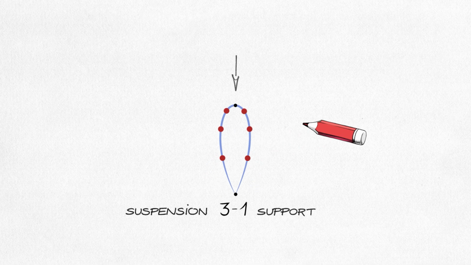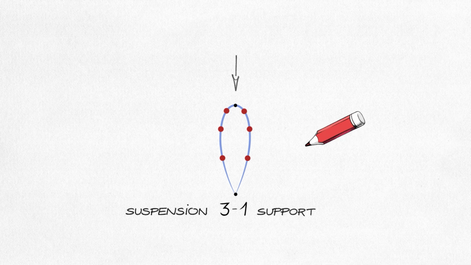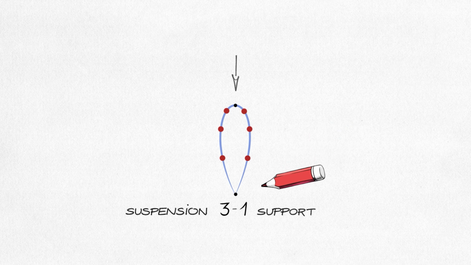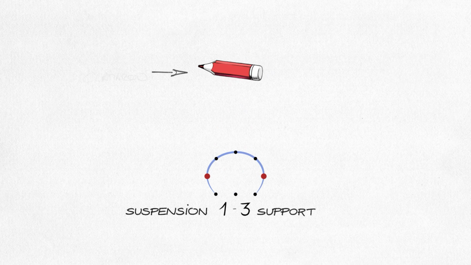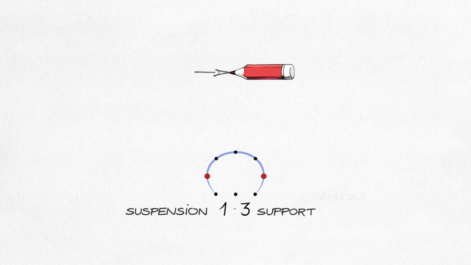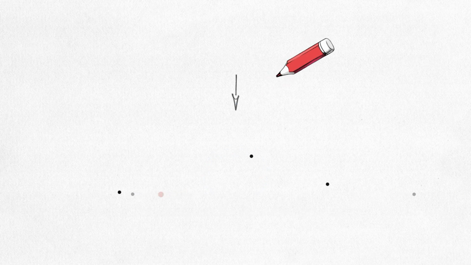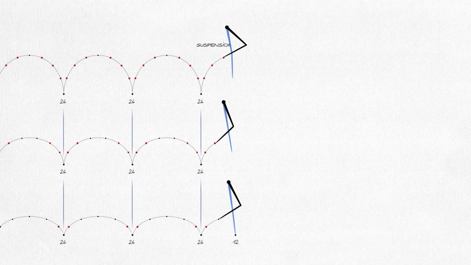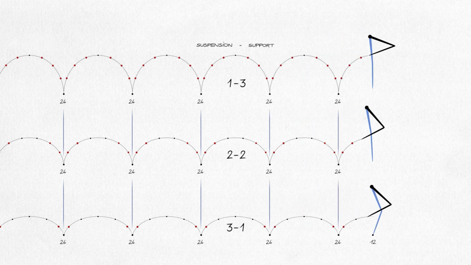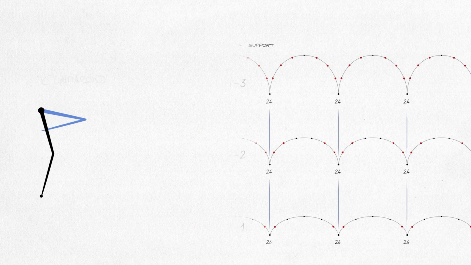Varying the ratio of support to suspension poses alters the cycle's ground length. But, as we've seen, this length is just a number of positions distributed over a distance, and that distance depends on support duration. If we assume these models have the same duration, we observe that they all advance at the same speed and cadence. A few final notes.